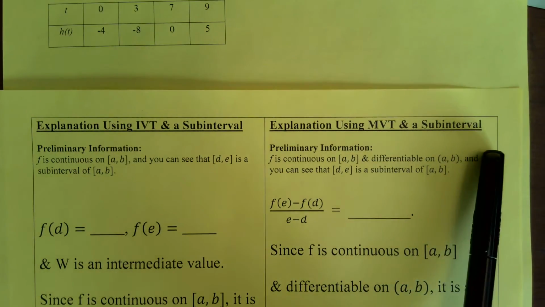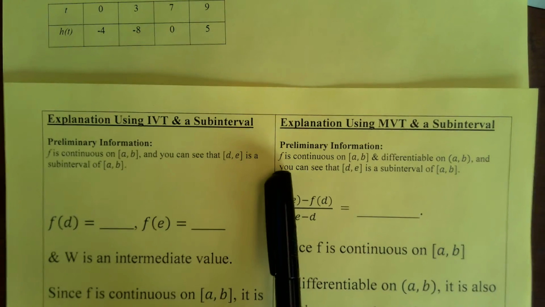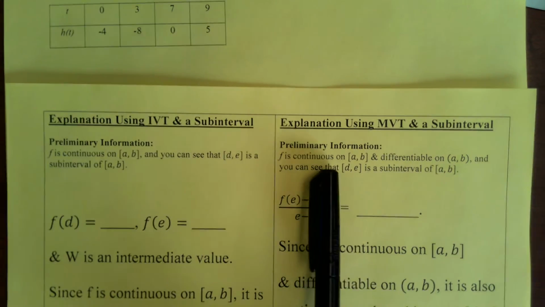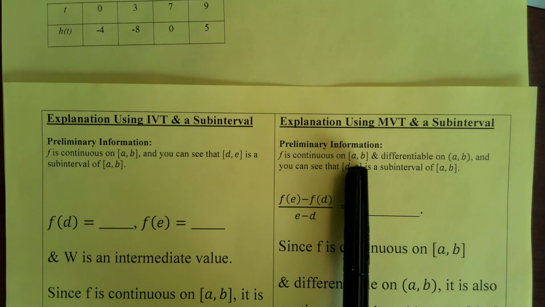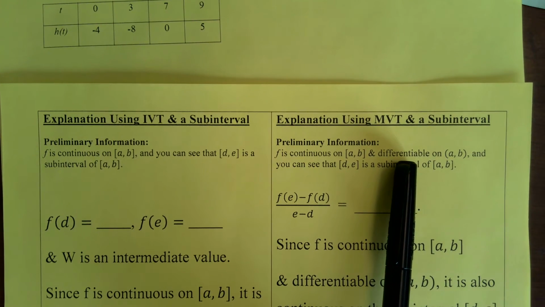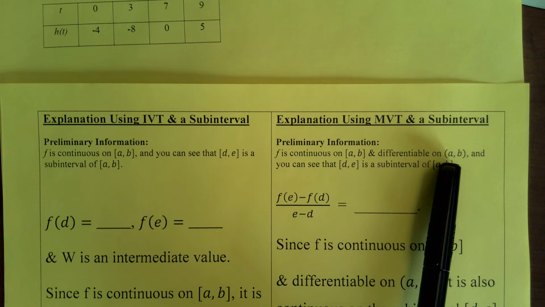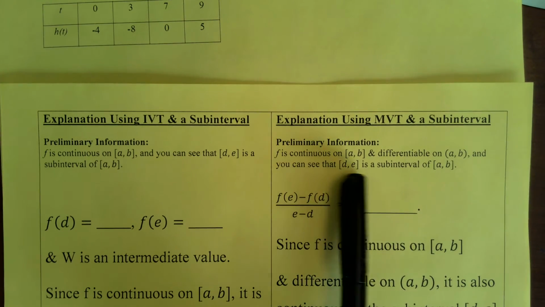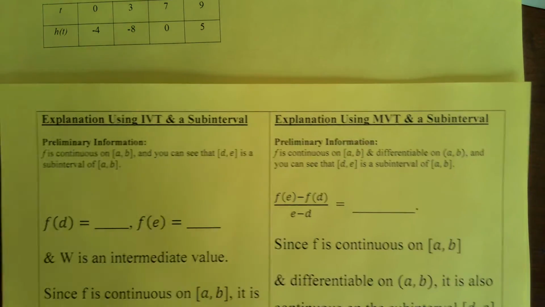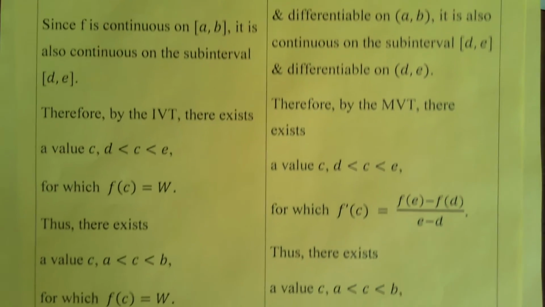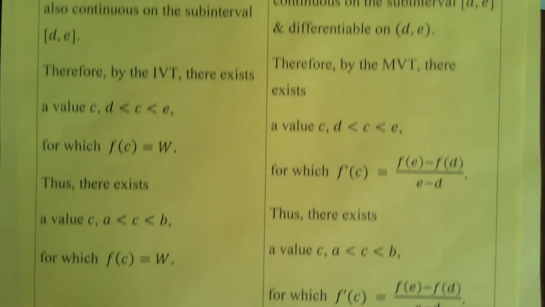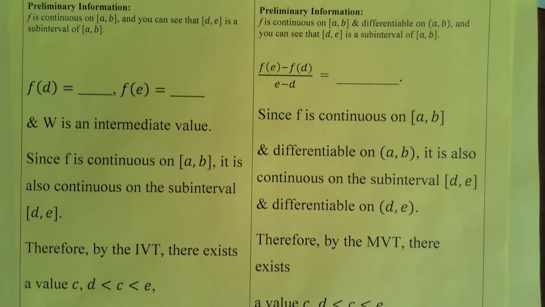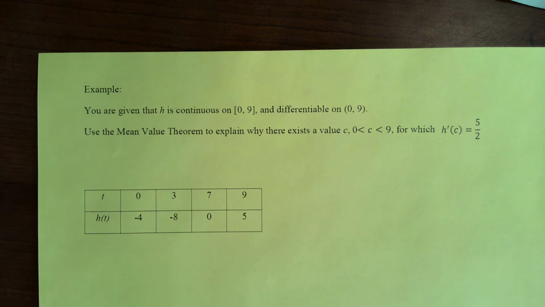Okay, now explanation using the mean value theorem in a subinterval. So here's the preliminary information. You would need to know that f is continuous on the closed interval [A, B] and differentiable on the open interval (A, B). And you could see that [D, E] is a subinterval. Okay, then the explanation would go like this. Okay, I'm not going to read it to you. Please go back and read it yourself after you see the example that I'm about to do. And you just have to do one of these, all right, for the practice.